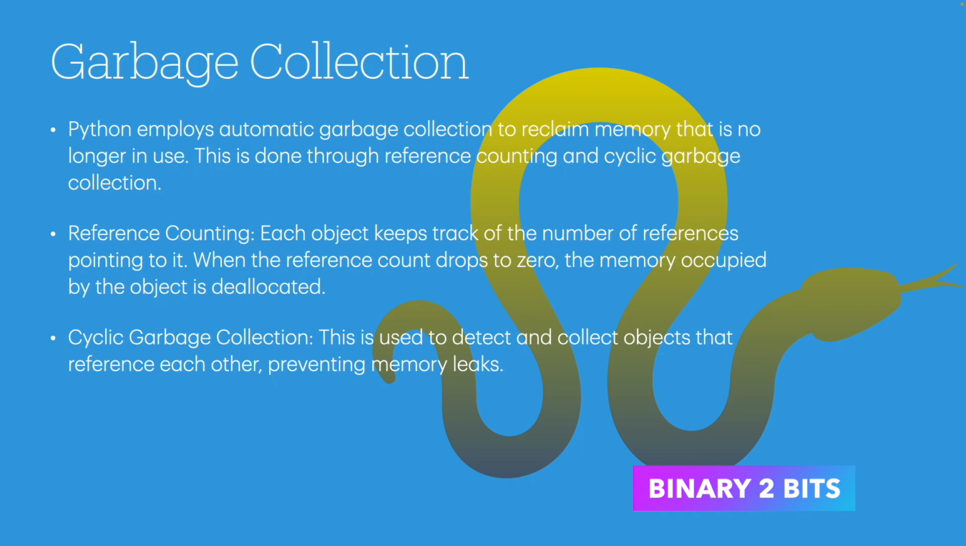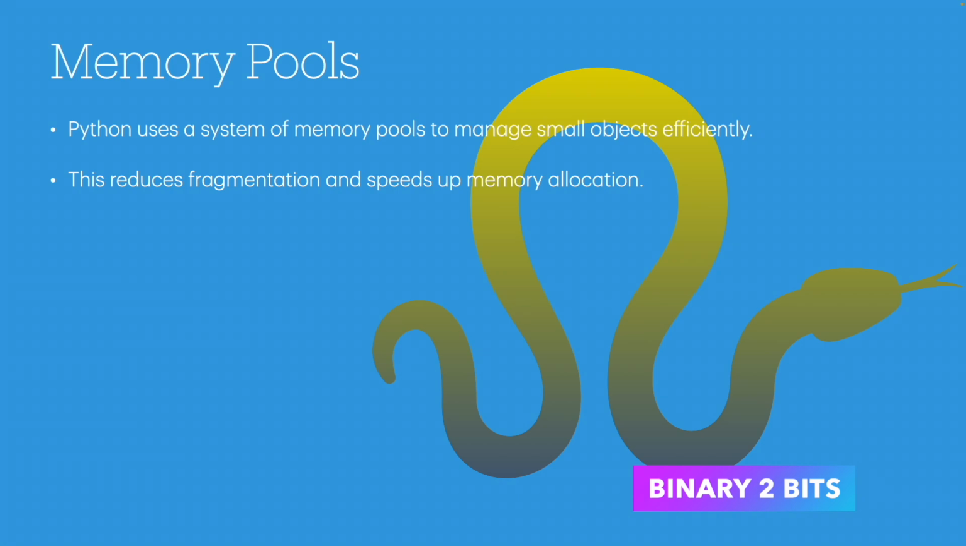Cyclic garbage collection is used to detect and collect objects that reference each other, preventing memory leaks. Let's understand what memory pools are. Python uses a system of memory pools to manage small objects efficiently. This reduces fragmentation and speeds up memory allocation.